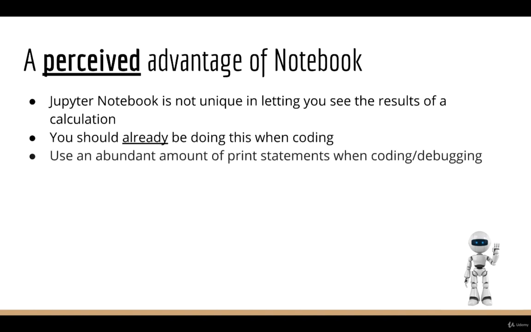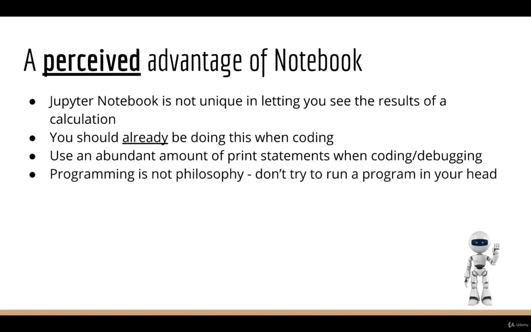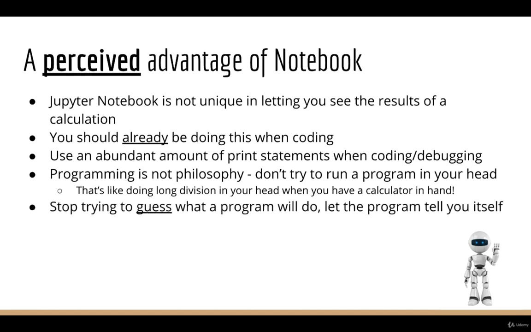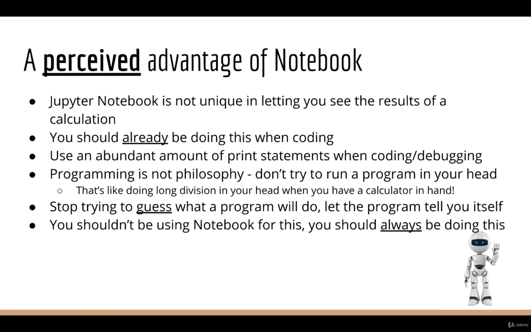If you're not using an abundant amount of print statements while coding, you are not doing it right. Remember, programming is not philosophy. You're not supposed to be running a program in your head. That's like trying to do long division in your head when you have a calculator in your hand. So just by printing things out, you can be more efficient. Stop trying to guess what a program will do, and just let the program itself tell you what it's doing. The key takeaway here is, you should always be printing things out. The fact that Jupyter Notebook shows you the result of each block of code is not simply a happy surprise.